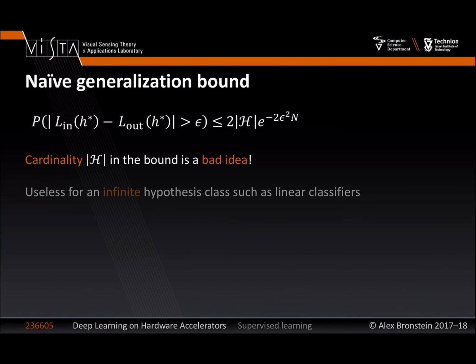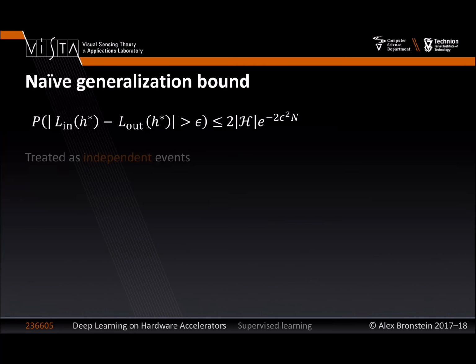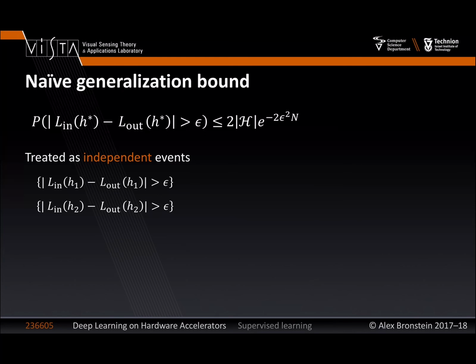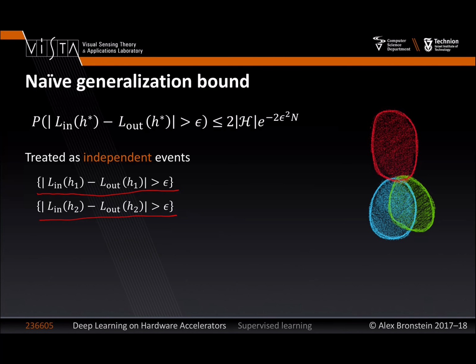Obviously, the bad thing happened because we treated each such event, basically for every hypothesis, let's say H1 and H2, as independent, right? But in reality, they could have overlaps. Okay, so basically, let's say this is one. Each of these colored sets is one of these events, corresponding to H1, H2, and H3.